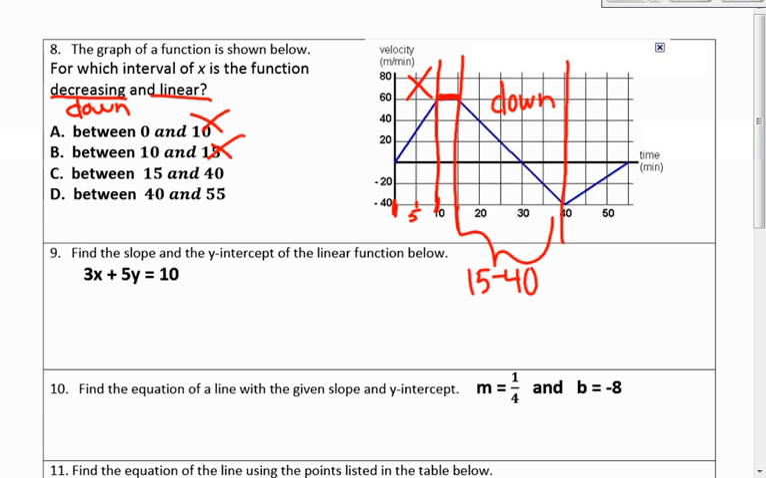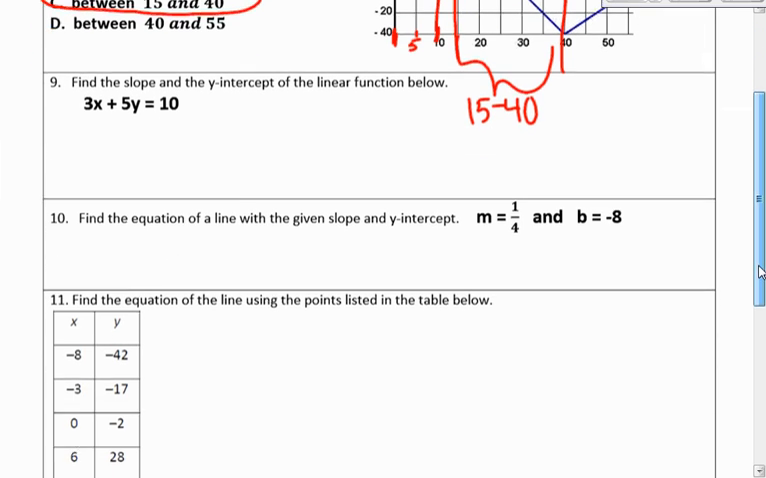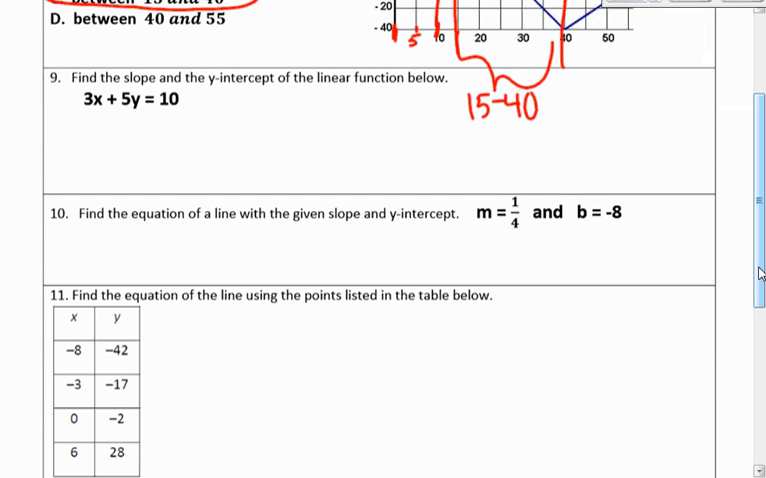And it is a straight line. So this is your answer. The last part, between 40 and 50, it is going up from left to right, so that's where it would be increasing. For number 9, find the slope and y-intercept of the function below.